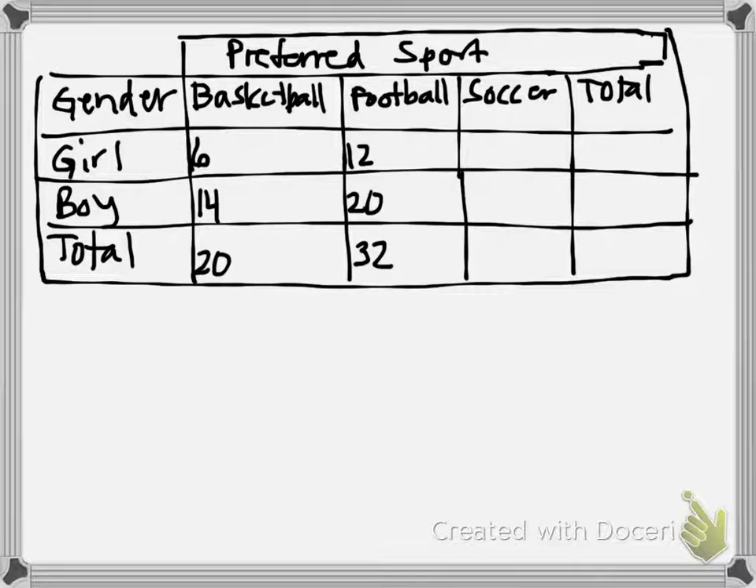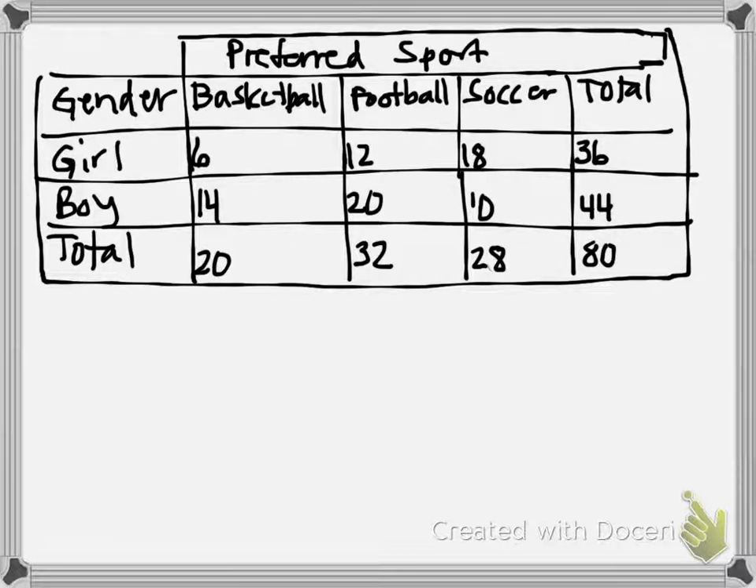For soccer, the girls really seemed to like soccer. We had 18 girls, 10 boys preferred soccer, for a total of 28 people who preferred soccer. Now, when I total up the girls, there were 36 girls who participated in the survey, and when I total up the boys, there were 44 boys that participated in the survey. When I take 28, 32, 20 and add them together, I get 80. When I add 36 and 44, I get 80. So all the numbers mathematically work out.